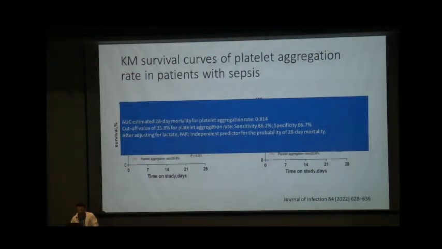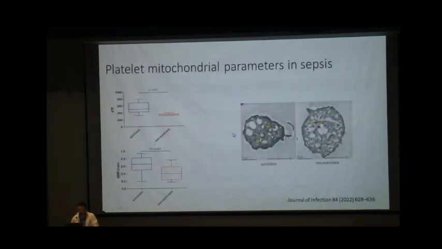This is basically why the platelet aggregation rate, for 28-day mortality, had an area under the curve of 0.81, and a cutoff value of 35.8 for platelet aggregation rate has a sensitivity of 86% and specificity of 66%. And after adjusting, platelet aggregation rate is an independent predictor for the probability of 28-day mortality.